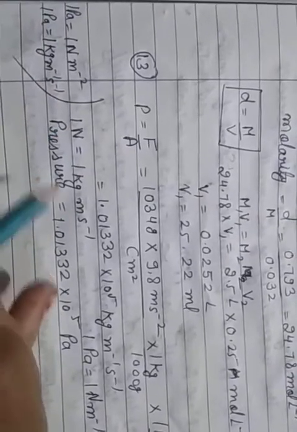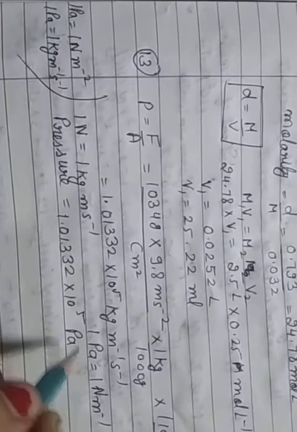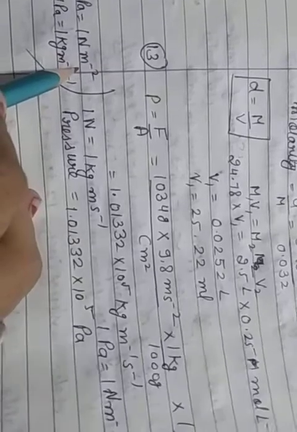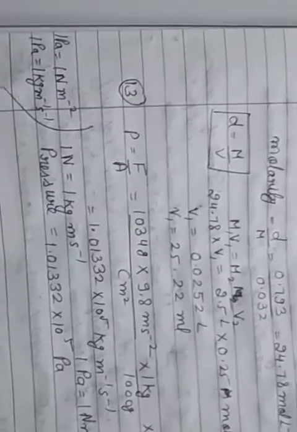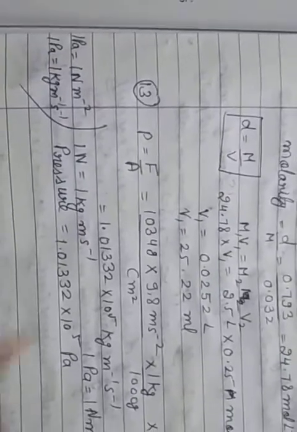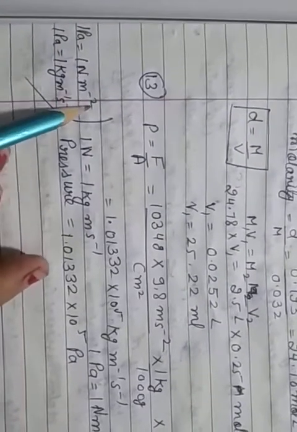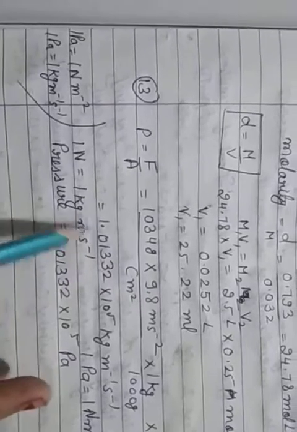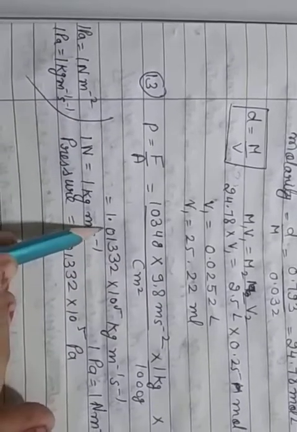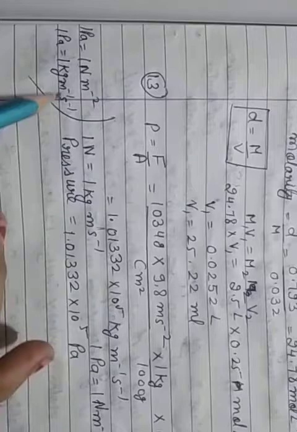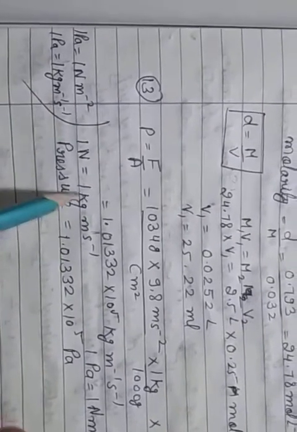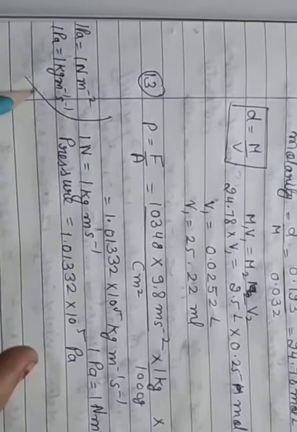Okay, so in the question 1 Pascal is 1 Newton meter inverse square, and 1 Newton is equal to 1 kilogram meter second inverse. So both values' units are equal: 1 kilogram meter inverse 2 minus 1 meter inverse 2 and power 1, so minus 2 by 1 minus 1. Okay, clear? So 1 kg meter inverse second inverse means equal to 1 Newton and 1 Pascal.